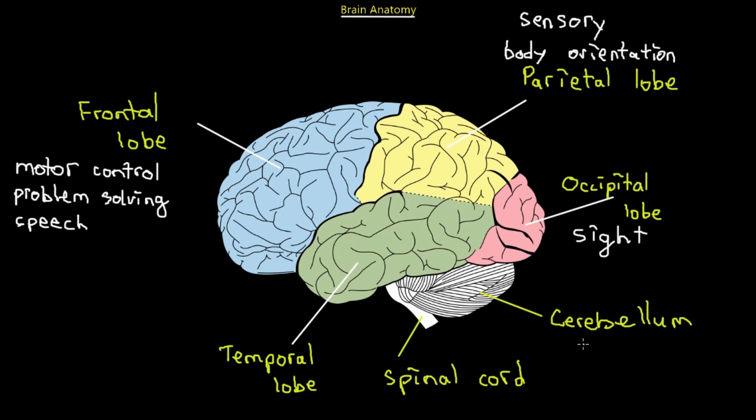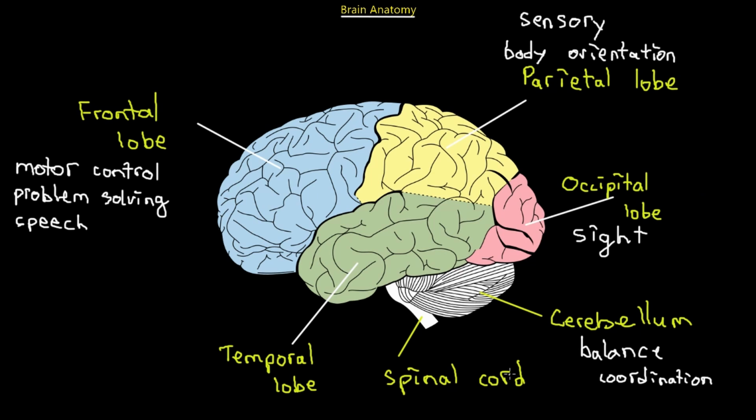Now the cerebellum is responsible for balance and coordination. So when you get drunk off of alcohol, typically the first part that is affected is the cerebellum of the brain. This is why a lot of times if somebody goes too far with the drinking, their balance and coordination is off.